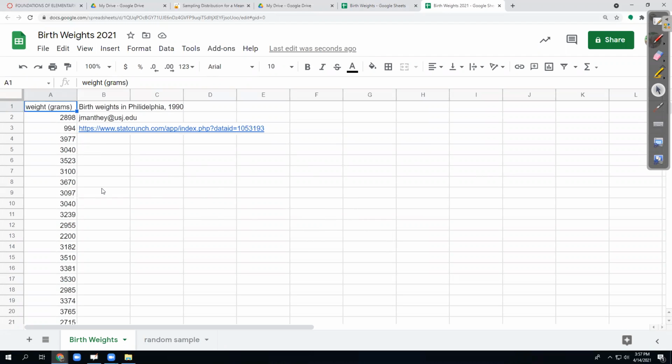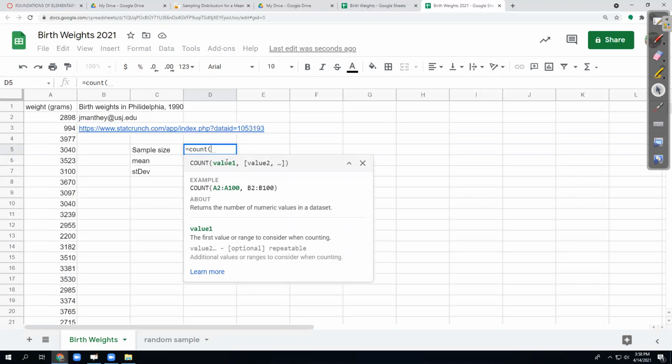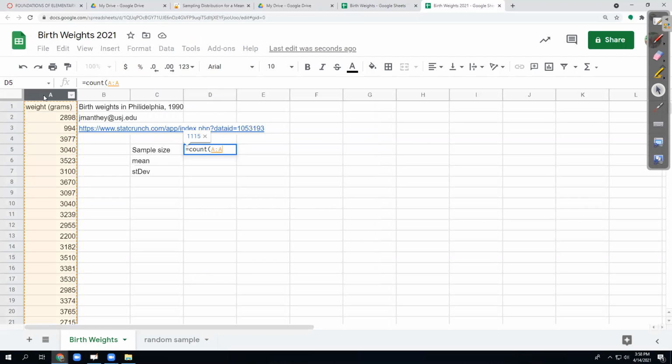All right, so I want to get some summary statistics on here. The main things I want to get for this is I want to know what's the count, the sample size, what's the mean, and what's the standard deviation. So count is just count, and that counts numbers only, says I have 1,115 birth weights, and these were collected from a hospital in Philadelphia in 1990.